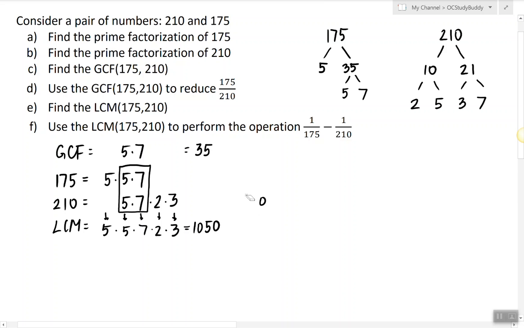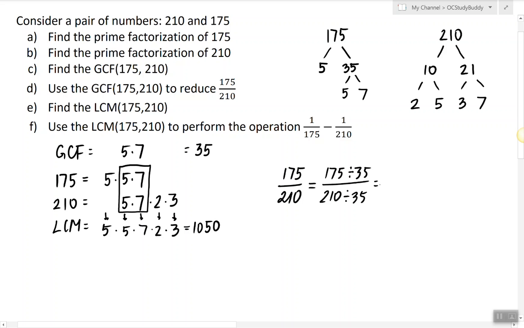Now, how do I use GCF and LCM? Well, GCF is quite useful when you have to reduce a fraction. So for example, if I want to reduce 175 over 210, I will reduce it by the greatest common factor. Since 5 times 7 is the greatest common factor, that means I have to divide 175 by 35, and I also have to divide 210 by 35.